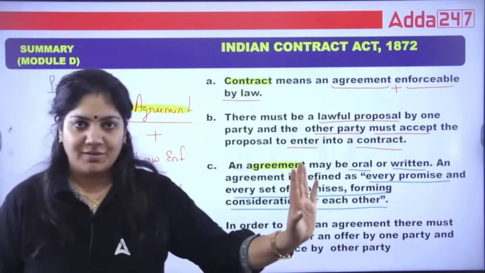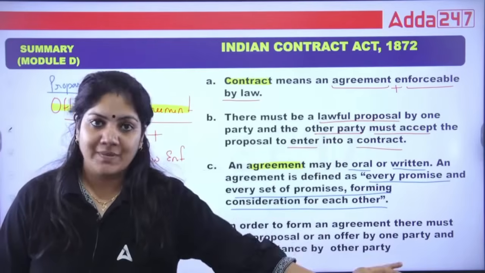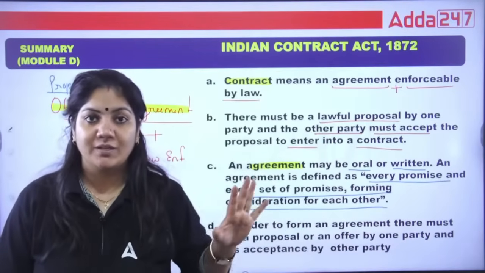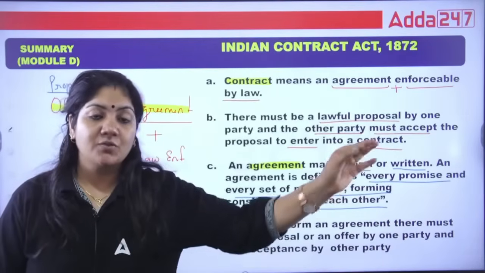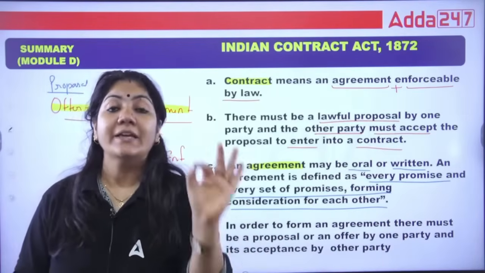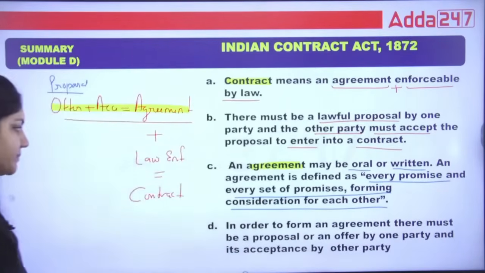In the movie theater, he will not allow me to see the movie for free. No, I have to pay the money, and the movie theater is allowing me to see the movie. So being allowed to see the movie is the consideration for me, and for the movie theater, the rupees are the consideration. So for every agreement, for every contract, there must be consideration.